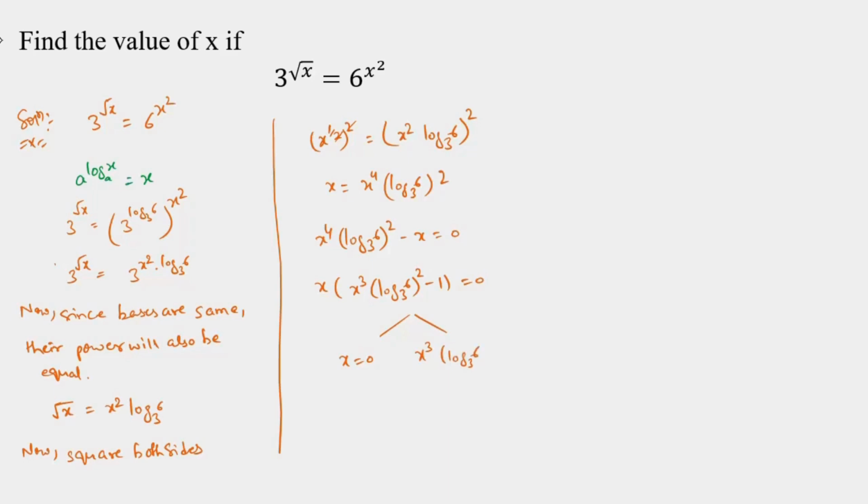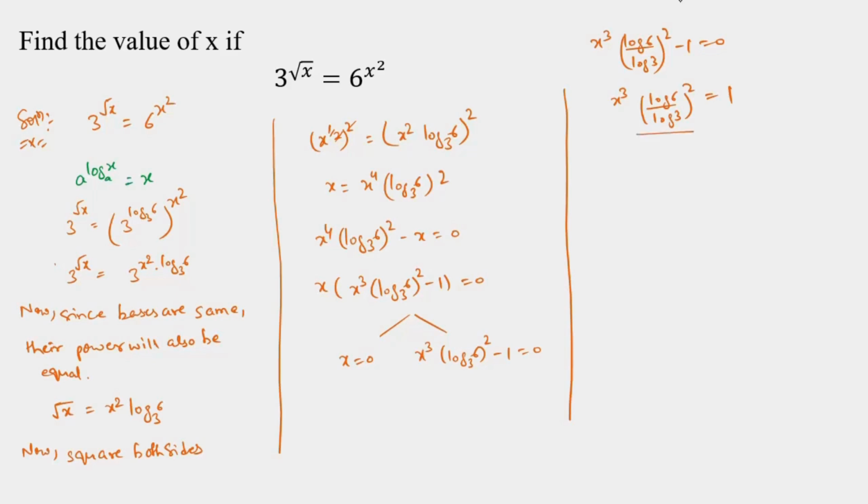log 6 base 3 square minus 1 equals 0. It will become x cube log 6 log 3 whole square minus 1 equals 0. This can be written as x cube log 6 divided by log 3 raised to power 2 equals 1.